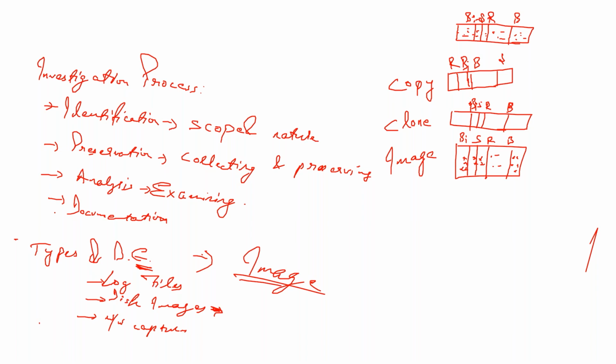So first, a hash will be created of the original evidence. Let's suppose we have calculated hash A. The same hash will be calculated for this image. Now, if hash A is equal to hash B, that means the image is exactly like your original evidence.